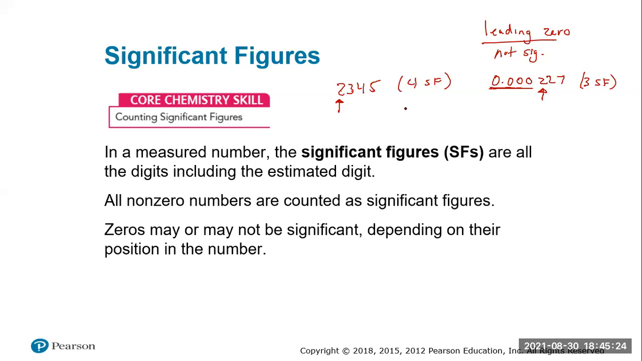Then we have what are sometimes referred to as captive zeros, or trapped zeros. These are basically zeros between 2 non-zero numbers, and these are significant. So if you had 4004, we would start counting here, which is our non-zero. These 2 zeros are trapped, which means they're significant. This is a non-zero at the end. This number would have 4 significant figures. Any questions on that particular one?